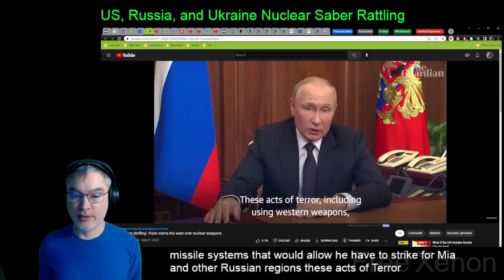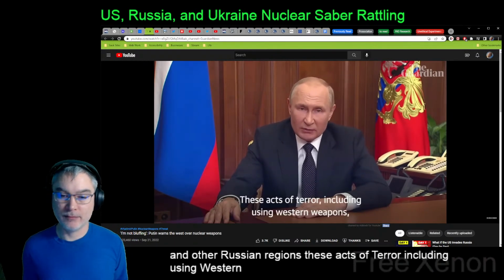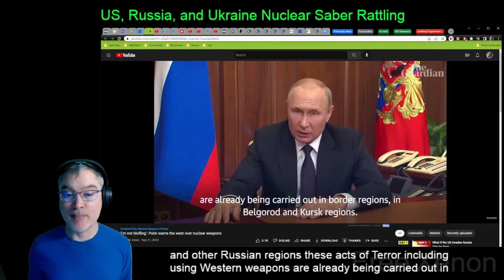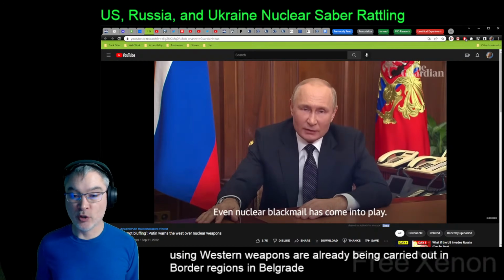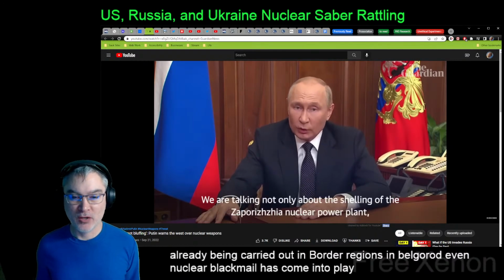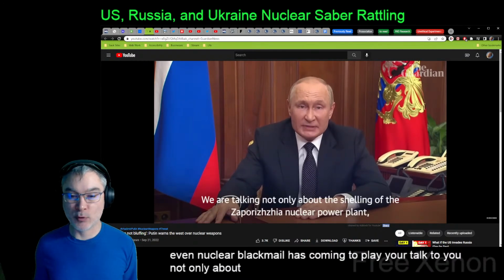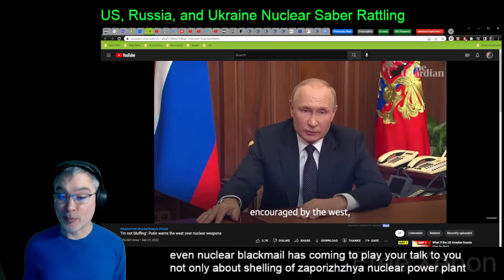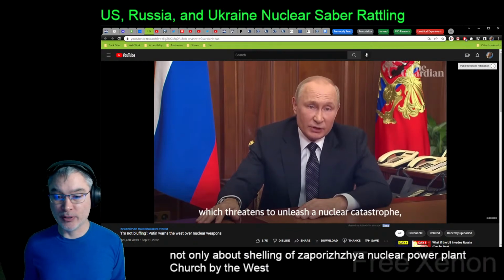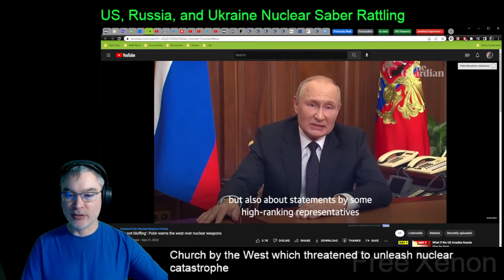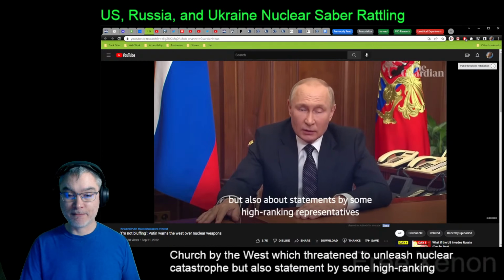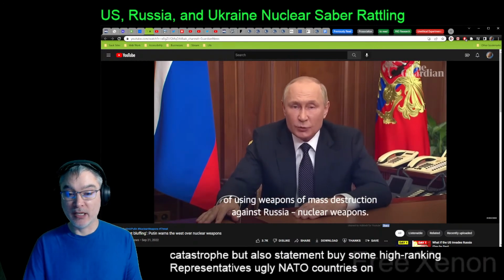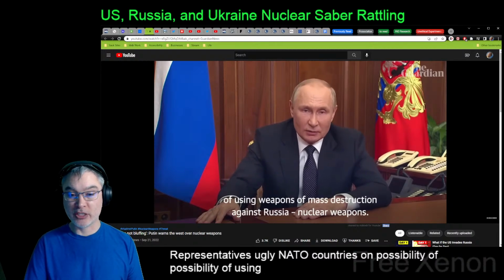These acts of terror, including using Western weapons, are already being carried out in border regions in Belgorod. Even nuclear blackmail has come into play. We're talking not only about shelling of Zaporizhia nuclear power plant, encouraged by the West, which threatens to unleash nuclear catastrophe, but also statements by some high-ranking representatives of leading NATO countries on the possibility of using weapons of mass destruction against Russia, nuclear weapons.